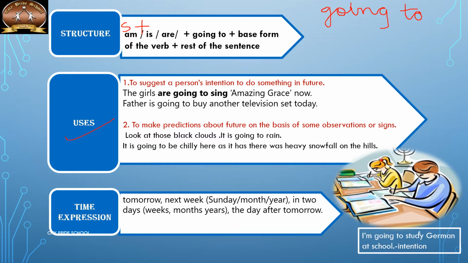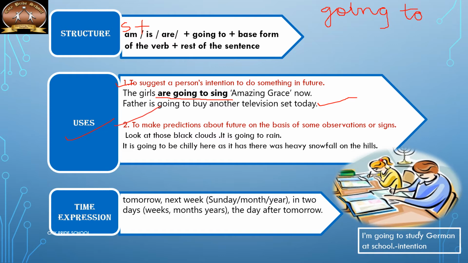Uses: to suggest a person's intention to do something. When someone is intending to do something in the future, then this form of simple future sentence can be used. The girls are going to sing Amazing Grace now. So the intention of the girls is quite obvious. Then, father is going to buy another television set today. Wow. So the intention of father to buy another television set is very, very clear.